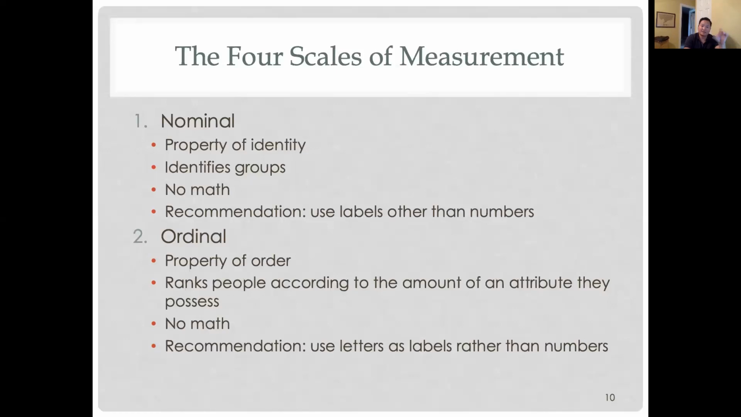So nominal is the most basic. Another way people say this is categorical. It's a property of identity. It's just assigning numbers rather than using labels or words. So, 1 or 2 for male or female, or 1, 2, and 3, male, female, non-binary, for example. 1, 2, 3, 4, 5, Caucasian, African American, Asian American, Hispanic, other, and so on and so forth.